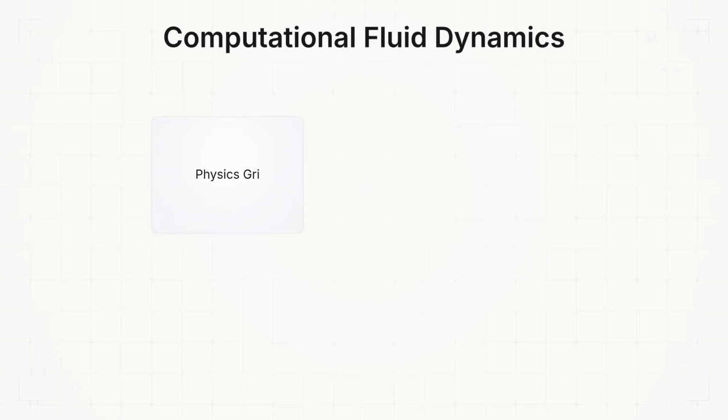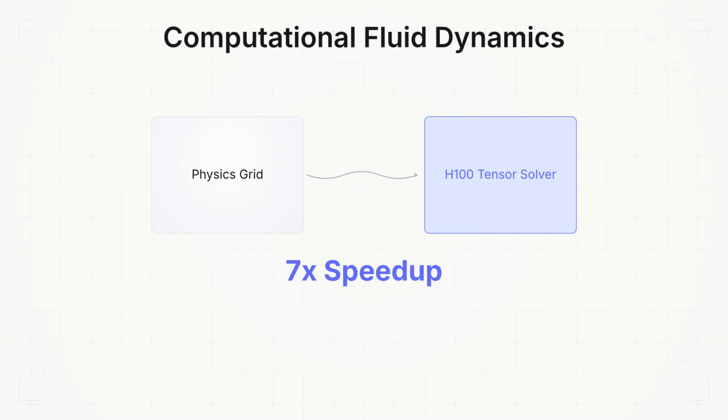Let's look at a concrete non-AI example, computational fluid dynamics. When an engineer simulates air flowing over a car, they divide the space into millions of tiny cells. Each cell's state depends on its neighbors, creating a massive system of linear equations. Traditionally, these were solved on CPU clusters over days.